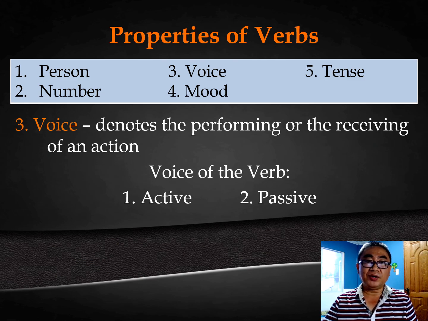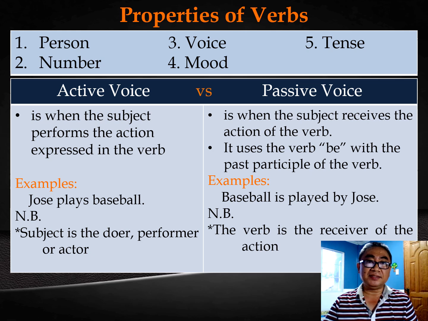Now, let's go into the detail. So we will have also the distinction on screen, the active and the passive voice. Very clear. For example, Jose plays baseball in the active voice. So our actor is Jose. The verb is plays. Baseball is played by Jose. So that is changing active to passive voice of the verb. The subject in the active voice is the doer, the performer, or the actor, while in the passive voice, the subject is the receiver of the action.